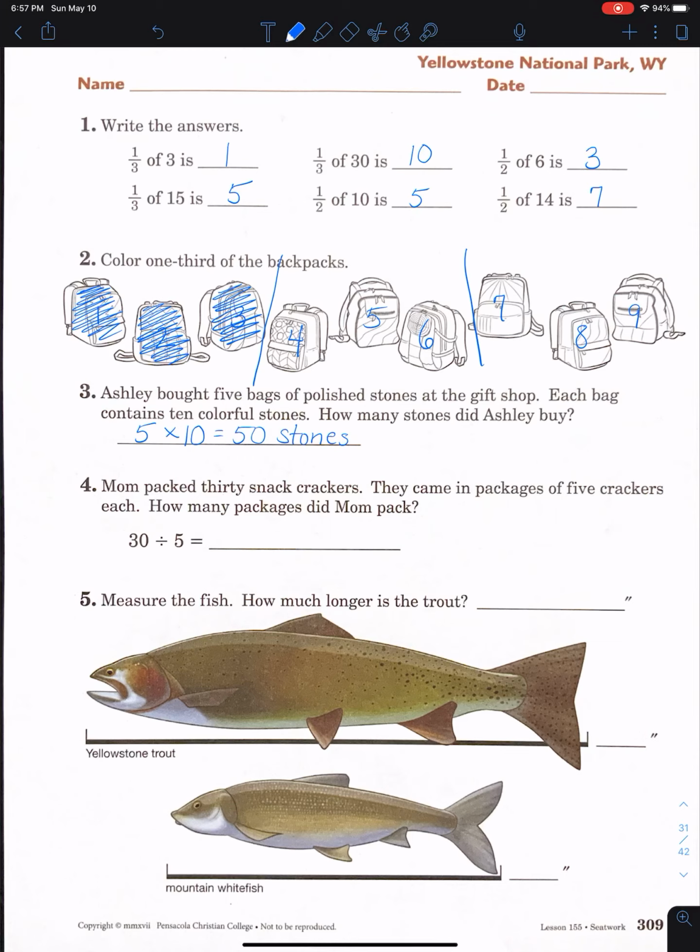Number 4, Mom packed 30 snack crackers. They came in packages of 5 crackers each. How many packages did Mom pack? Well, she packed a total of 30. There were 5 in each pack. What's 30 divided by 5? 30 divided by 5 equals 6. 6 packages.